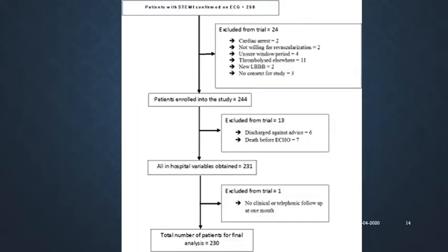This slide is a flowchart depicting the same. Initially 268 patients with STEMI were included in the study, of which 24 patients were excluded because they had either cardiac arrest, or were not willing for revascularization, or had an unsure window period, or were thrombolysed elsewhere, or had a new onset LBBB, or did not consent for the study. Out of the 244 that were enrolled, 13 were excluded because they either were discharged against medical advice or had a death before the echo. For 231 patients, all the in-hospital variables were obtained, and one patient was excluded as there was no clinical or telephonic follow-up after 1 month. So the total number of patients for the final analysis is 230.